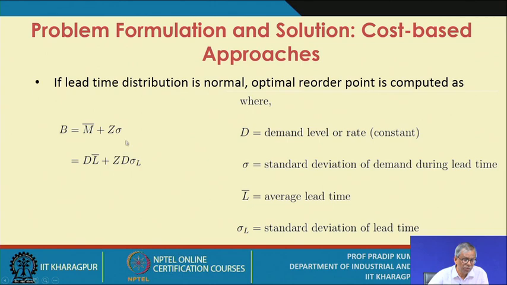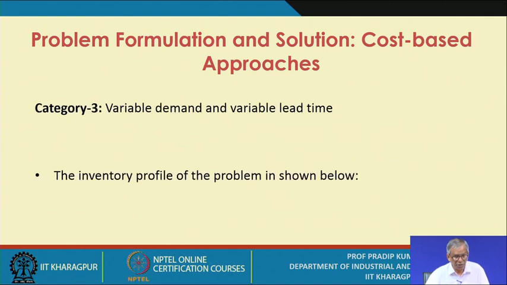So Z remains the same, and sigma means D into sigma L, and D remains constant. D is the constant demand rate, sigma is the standard deviation of demand during lead time, L bar is the average lead time, and sigma L is the standard deviation of lead time. So these are the notations used. For the normal distribution, you use these expressions for determining the reorder point.